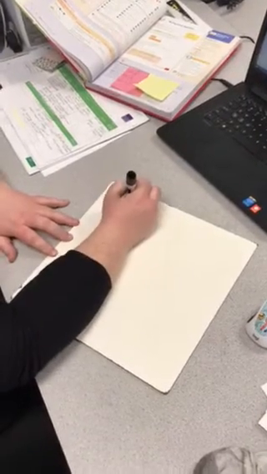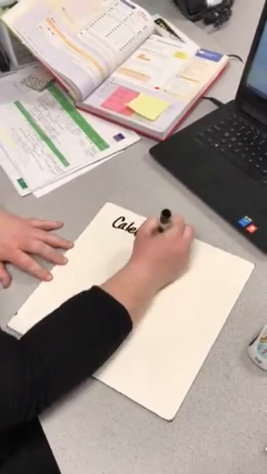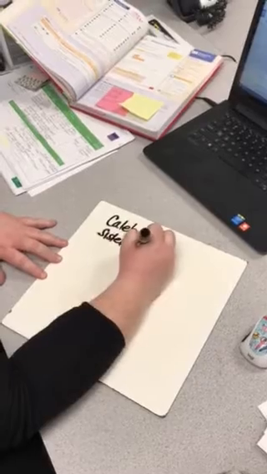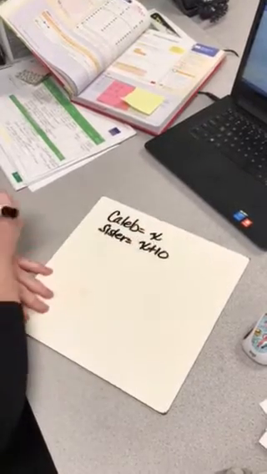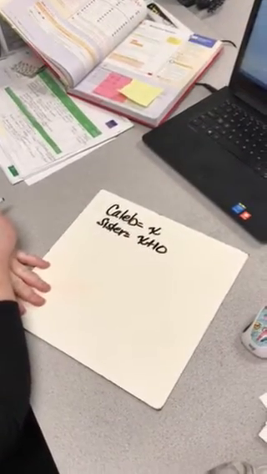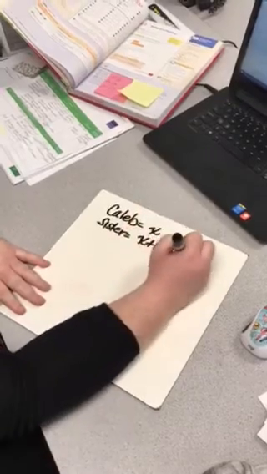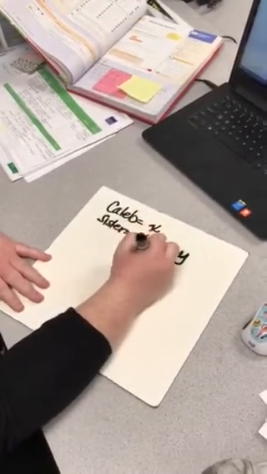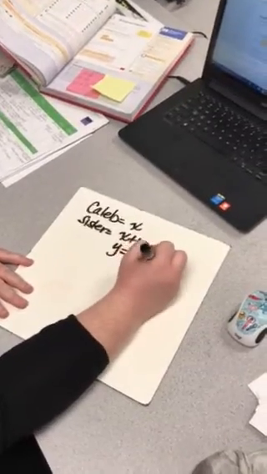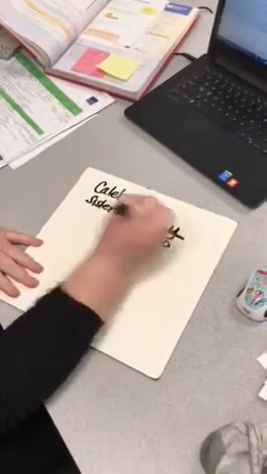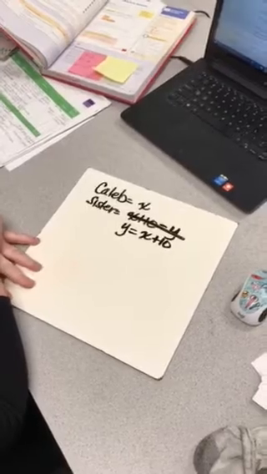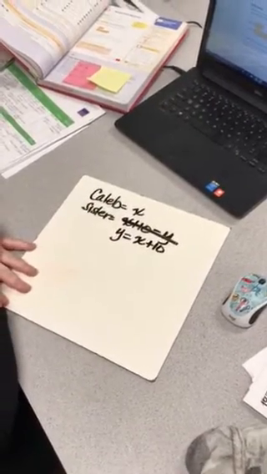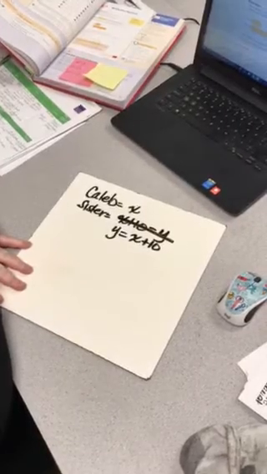Okay, so we have Caleb, and he's X years old. And we have sister, who is X plus 10 years old. But it tells us in the problem if his sister is Y years old. So really, Y equals X plus 10. And we're going to rewrite that. So this is first. Y equals X plus 10. All right. So now we have to find an equation that relates the two of them together.